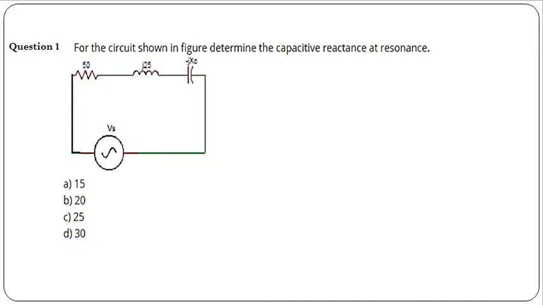Now let us start with question number 1. First question is: for the circuits shown in the figure, determine the capacitive reactance at the resonance. It means we have to find out the value of X_C at resonance.